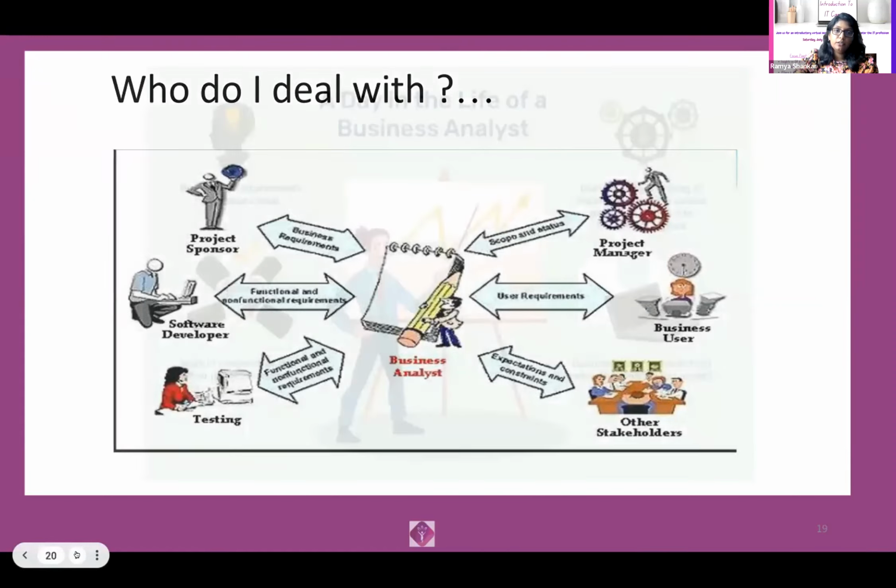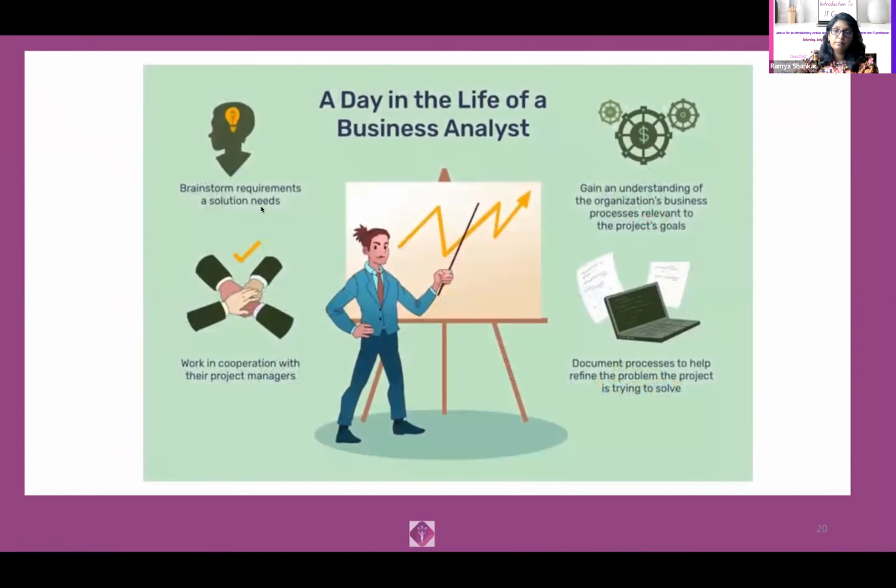In a nutshell, your ideal day would be brainstorming all these requirements, working in cooperation with all of these parties involved, gaining an understanding of the bigger picture of your project so you can drive the bigger picture of an organization in general. You also document each and every step which you do along the way.